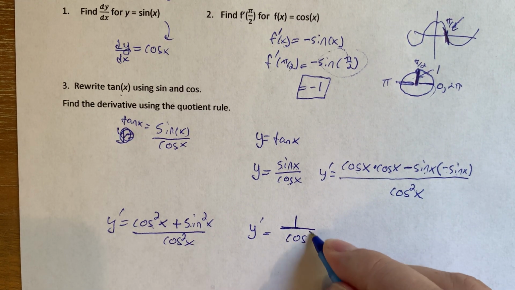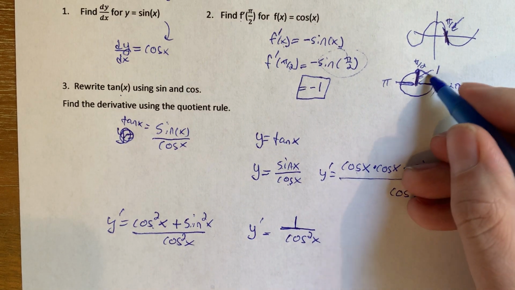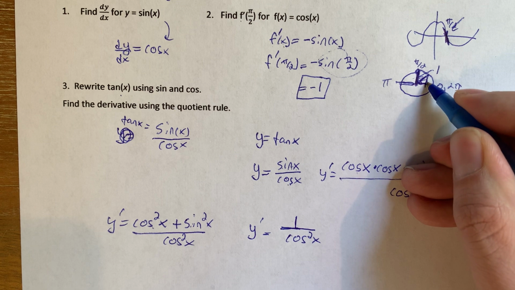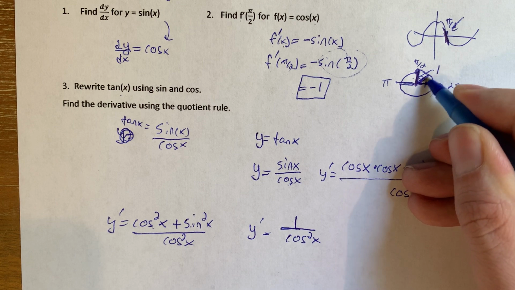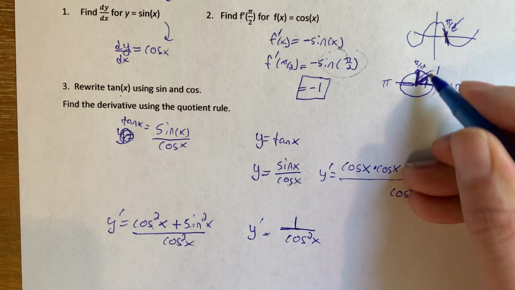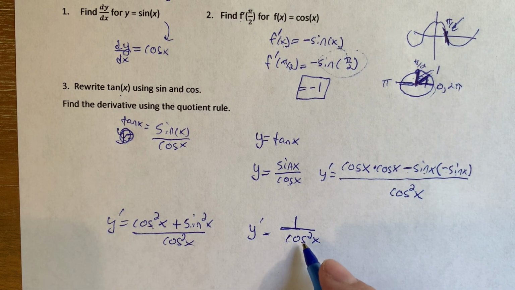And I hope you guys know that comes from the Pythagorean theorem. It's just like the Pythagorean theorem on the unit circle, because here's a squared plus b squared equals c squared, and because the unit circle is 1, you've got sine squared plus cosine squared equals 1. Okay, one last thing.